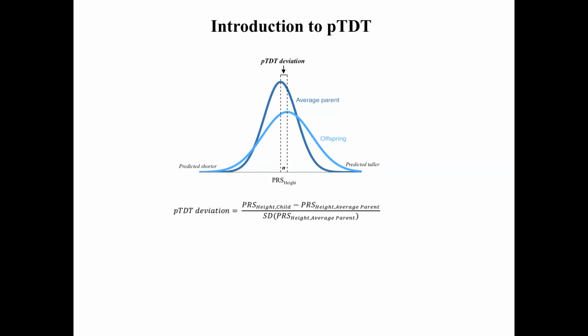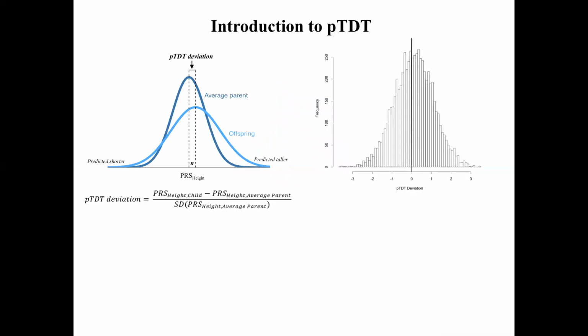And then we standardize by the standard deviation of the parents' polygenic risk distribution for 2 reasons. One, so we can express our mean PTDT deviation in terms of a meaningful value, in this case, in terms of standard deviations on the average parent distribution. And also, so we can compare PTDT deviations between different classes of polygenic risk.